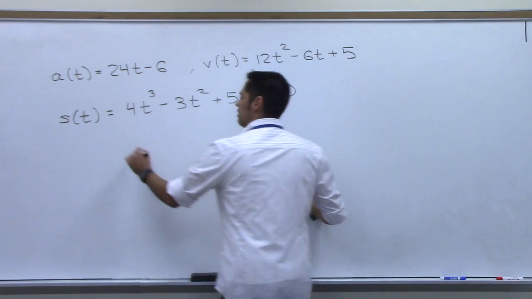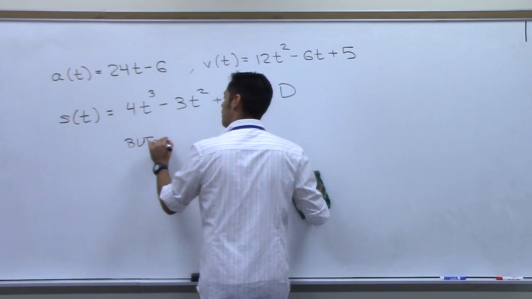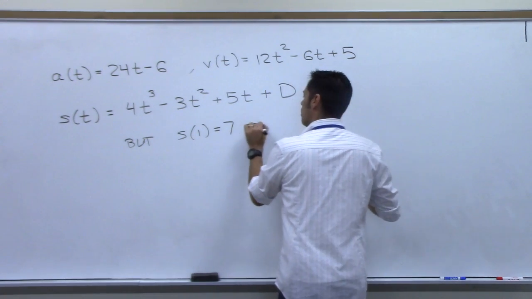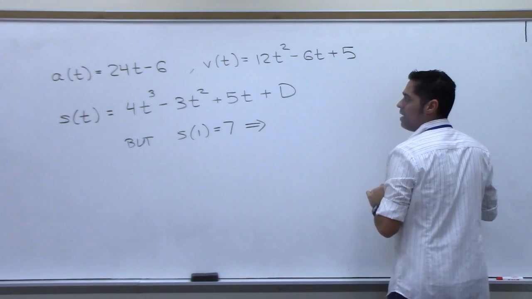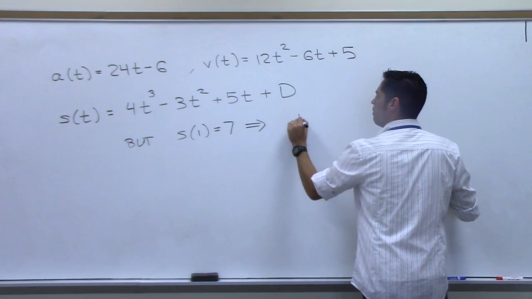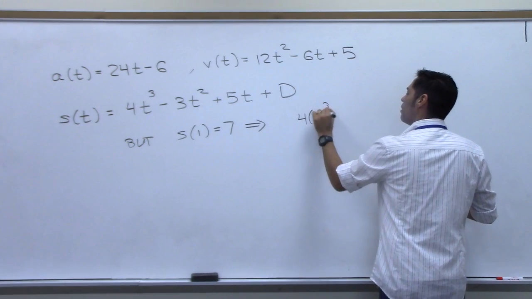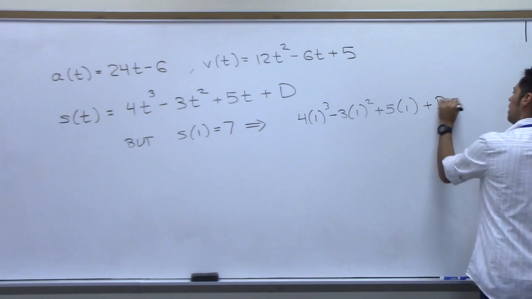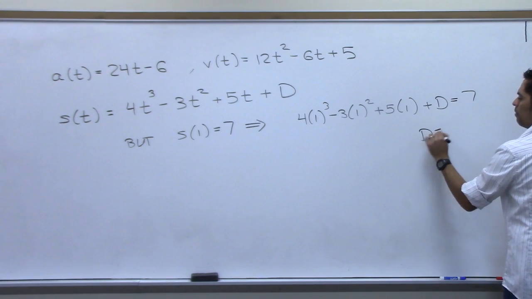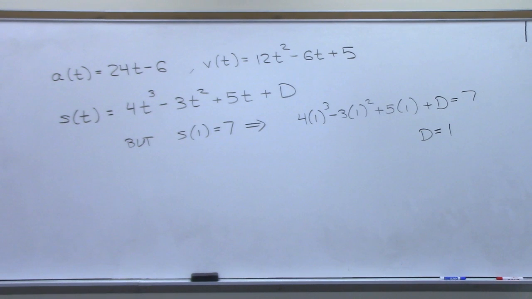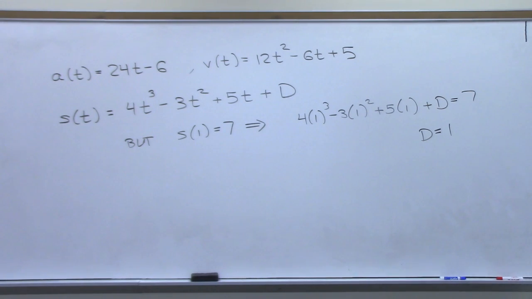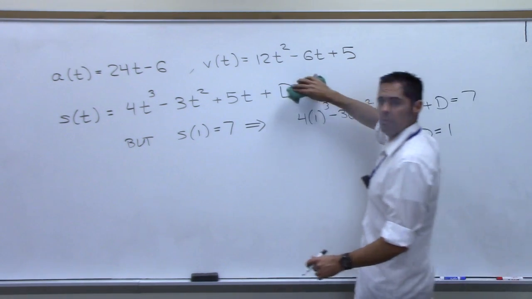But what do we know about this? s of 1 is 7, which implies that when I plug 1 into this, I should get 7 out. So 4 times 1 cubed minus 3 times 1 squared plus 5 times 1 plus d equals 7. What is d? I'm not doing the math in my head, so I'm trusting you. Yes, d is 1.